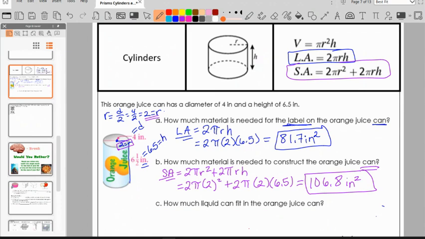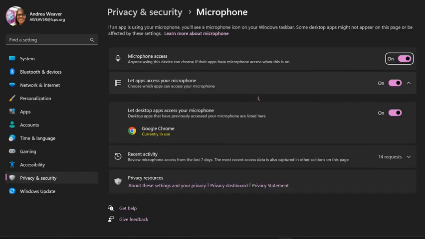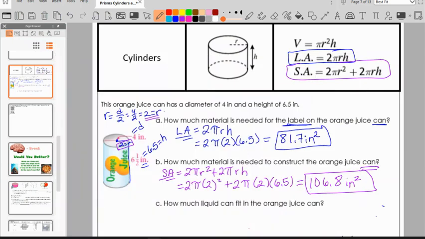Okay, then the last thing they ask for is the volume. How much liquid can fit in the orange juice can? How much liquid can fit is the volume. So they want us to find the volume. Okay, so volume, if we look at that formula, that's going to be pi r squared times height. So my volume formula is pi times radius squared times height.